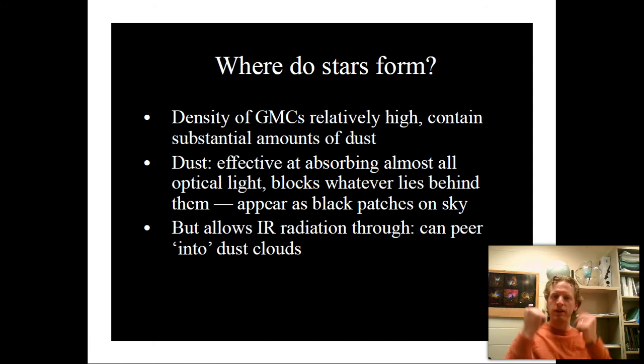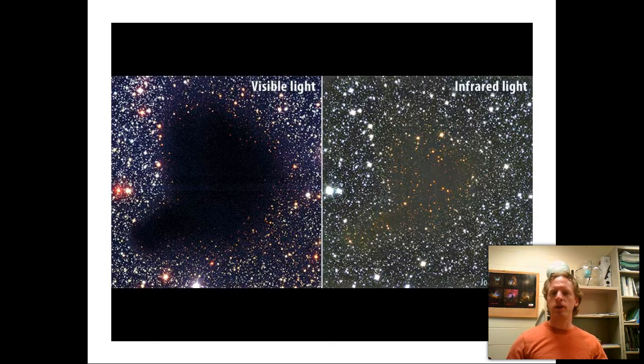Except it's light we can't see with our eyes. We can see with different types of telescopes. If you have, say, night vision goggles, you're looking at the infrared part of the spectrum. So if we look in different types of the spectrum, we can actually begin to see into these clouds. And that's exactly what we do with infrared light.